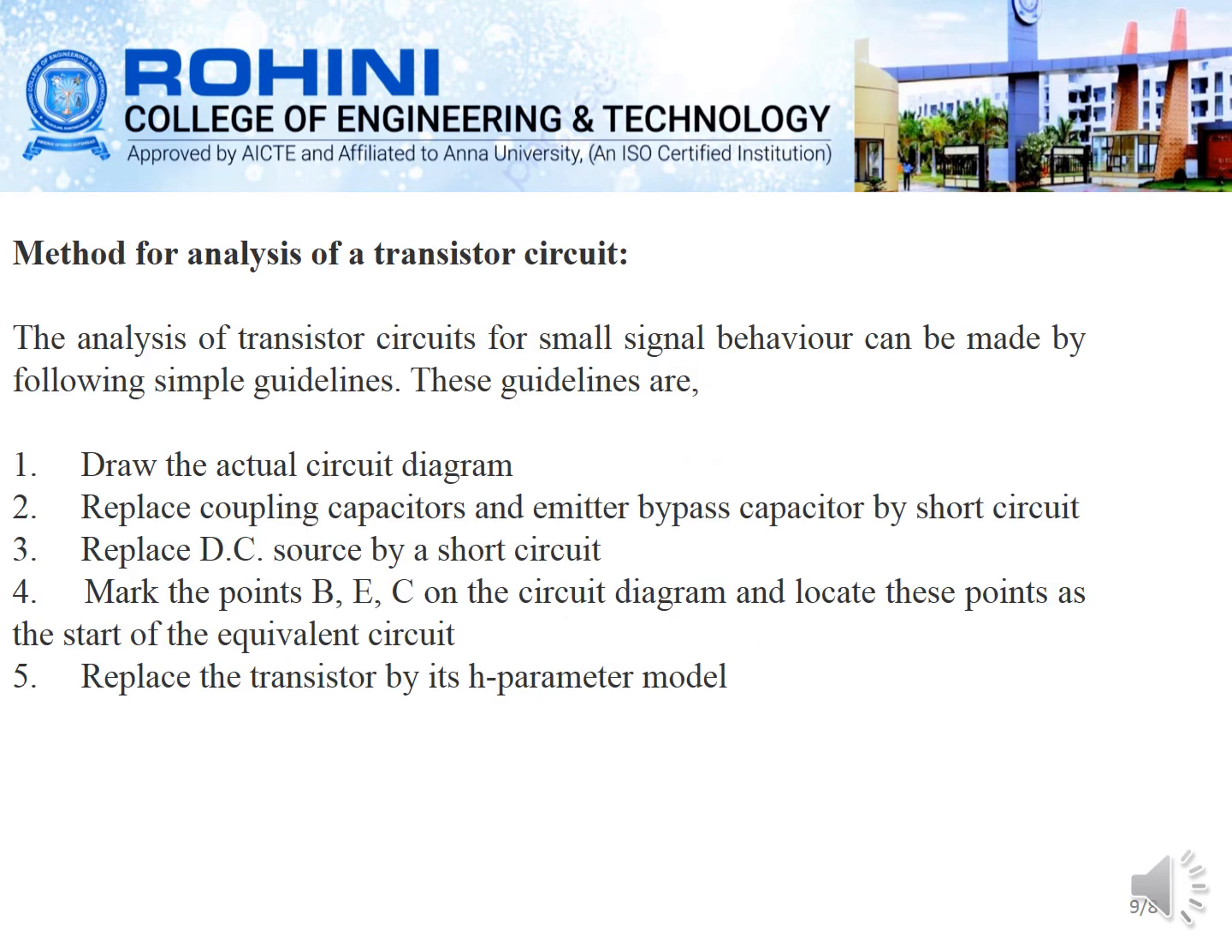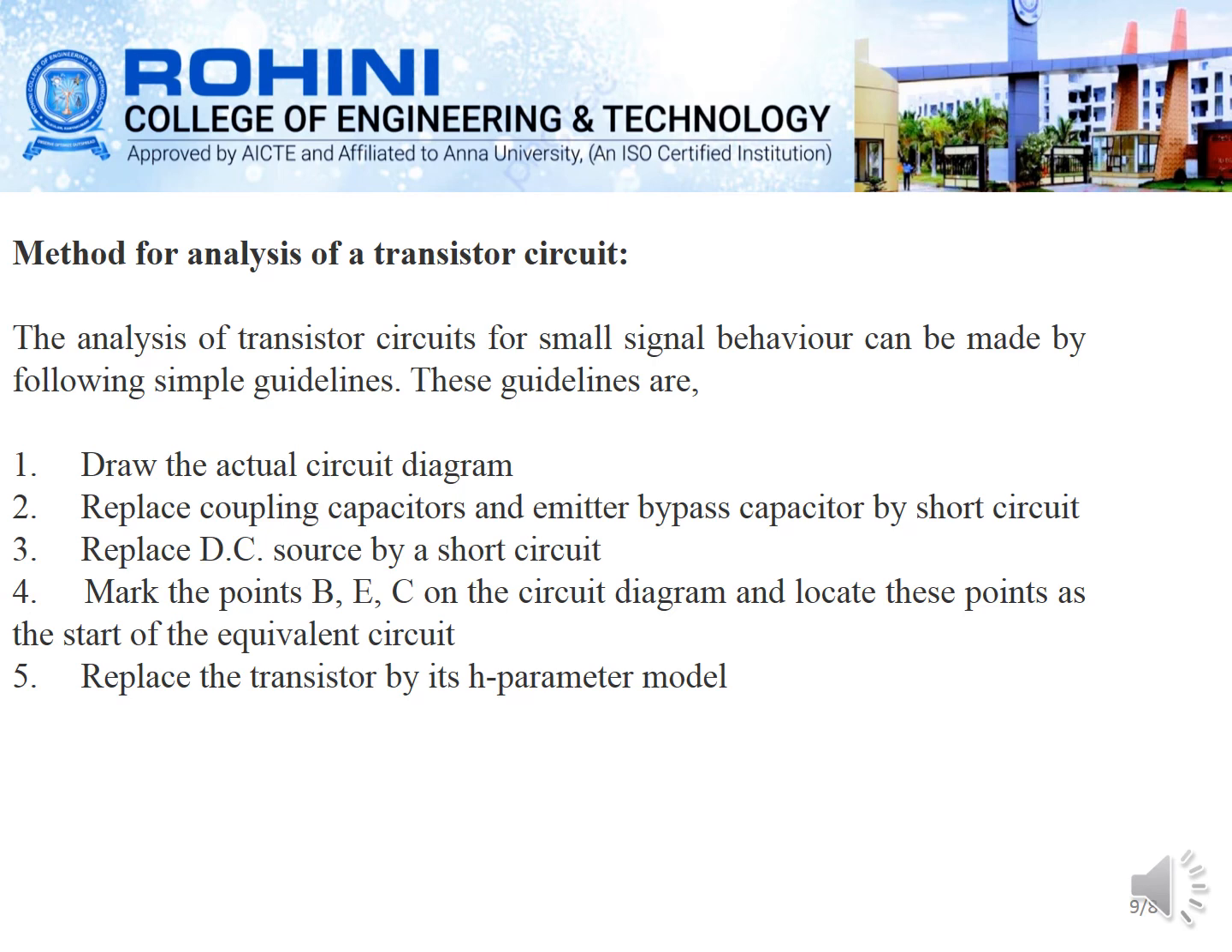And here are the methods for analysis of the transistor circuit. The analysis of the transistor circuit for the small signal behavior can be made by the simple guidelines given below. First, we have to draw the actual circuit diagram, then we have to replace the coupling capacitor as well as the emitter bypass capacitor by a short circuit, and also the DC source, that is VDD, the voltage supply which we give along with the circuit, by a short circuit. So these are the three things we have to note.